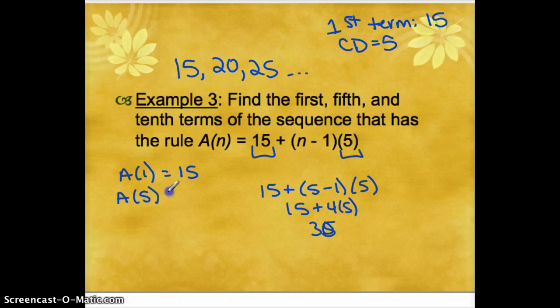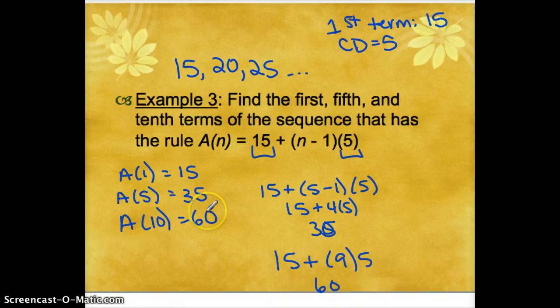And then the 10th term, A of 10, again, you can continue your pattern, but practice using the rule: 15 plus 10 minus 1, which is 9, times 5. So I've got 15 plus 45 is 60.